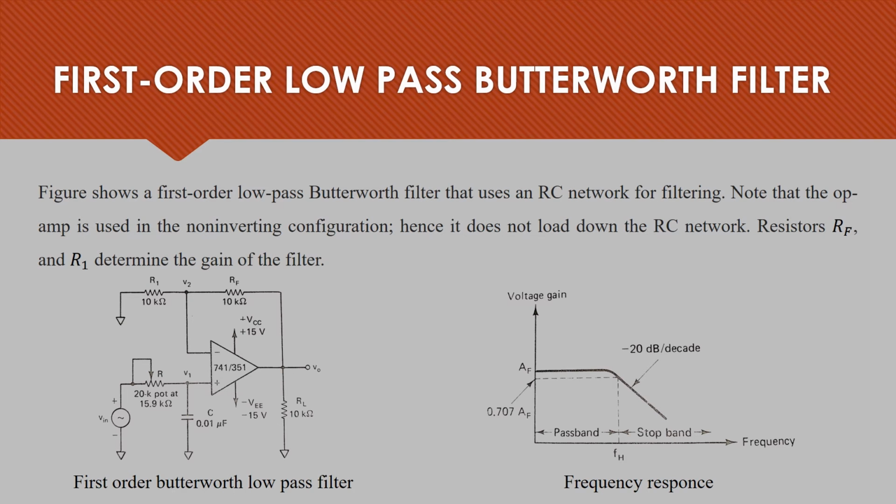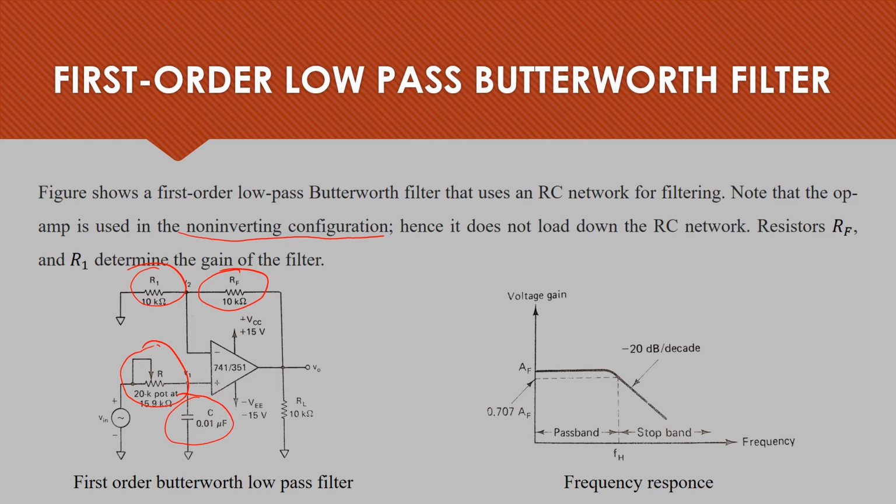So here the figure shows a first order low pass Butterworth filter that uses an RC network for filtering. So here you are using this R and C. Note that the op amp is used in non-inverting configuration, hence it does not load the RC network. The resistors RF and R1 determine the gain of this filter.